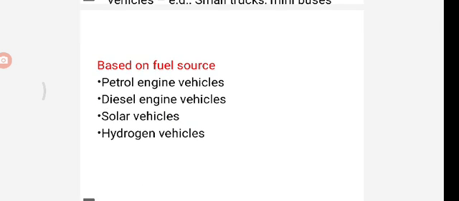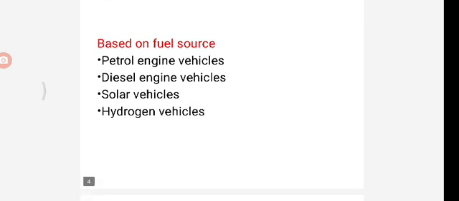Next, based on fuel sources. What are the fuels used in that vehicle? For example, the petrol engine, diesel engine, solar vehicles, hydrogen vehicles. Nowadays they are also using electric vehicles. These are all based upon the fuel sources.